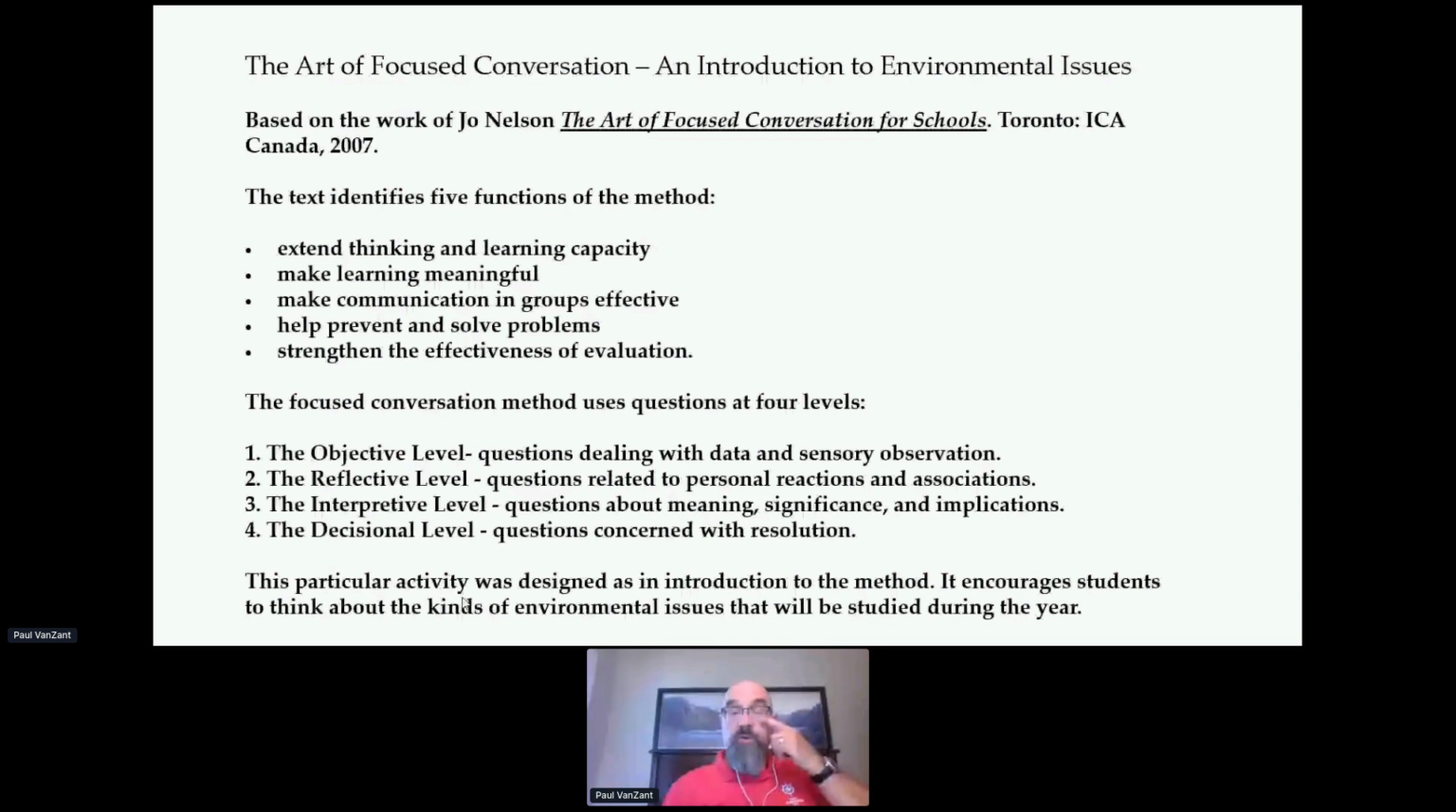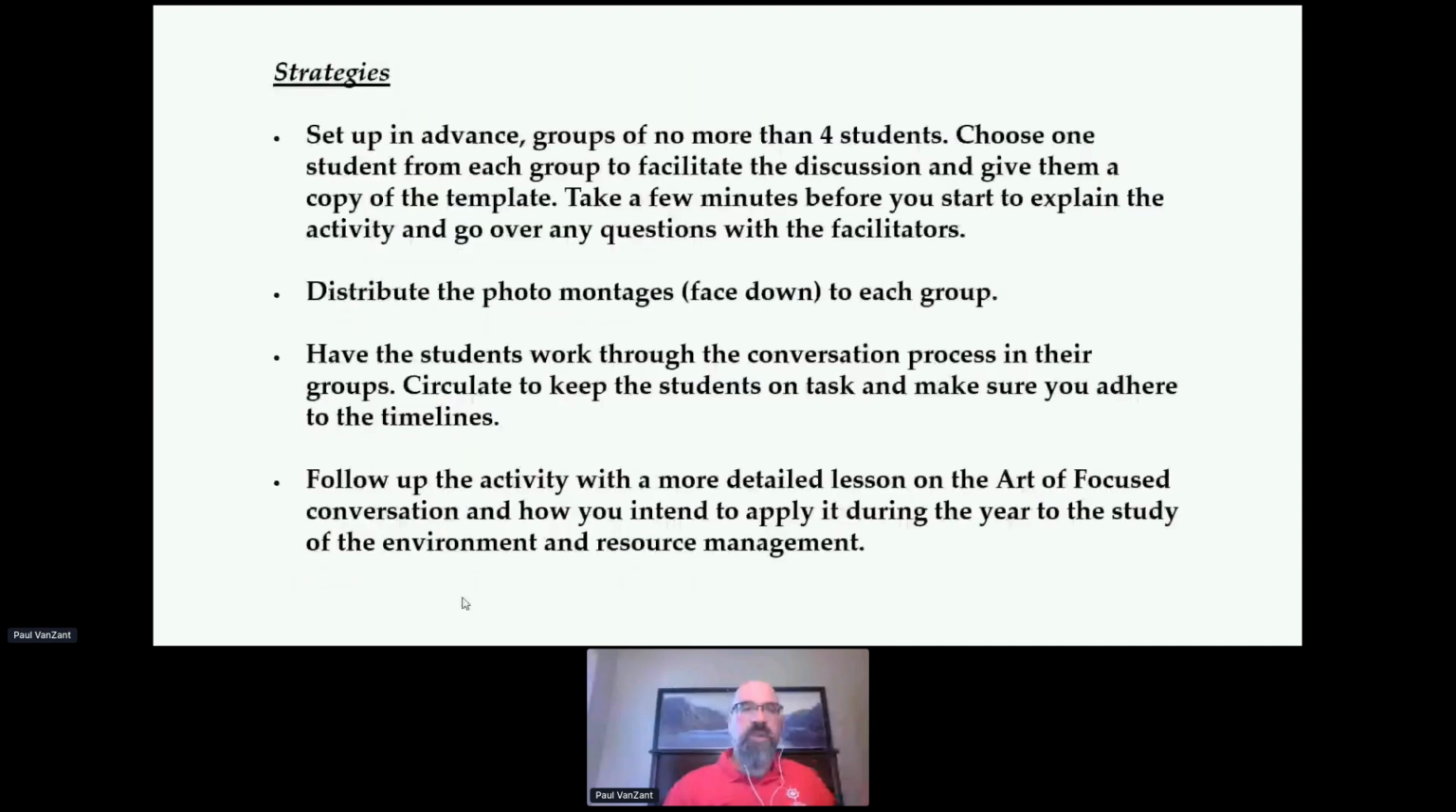The strategies, this is a group activity, obviously, in order to get people conversing, works best with no more than 4 students. The students themselves can choose one student to facilitate the discussion. They're going to get the question template, which I'll show you in a second. And we're going to explain what it is that we want to try and accomplish. And then the students are given basically a mosaic of photographs that relate to environmental issues. They're going to take a look at those images, and they're going to work their way through the questions as part of the conversation process.